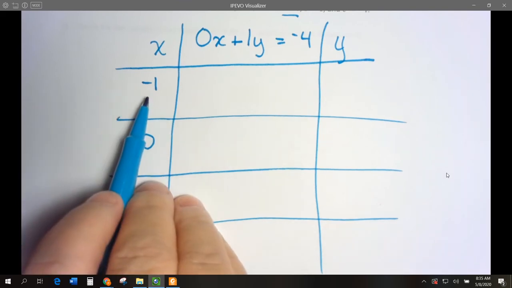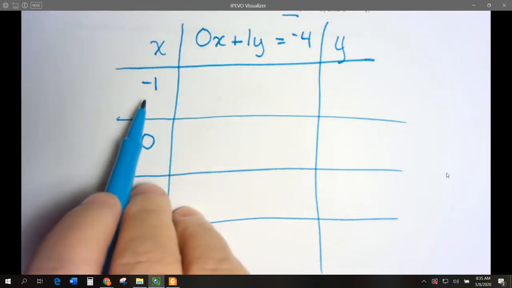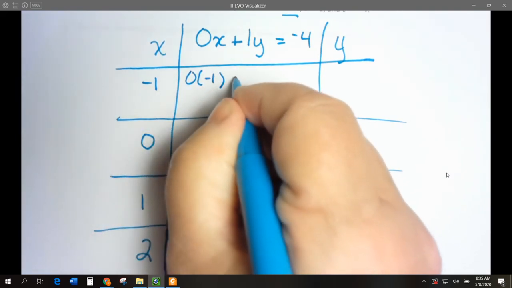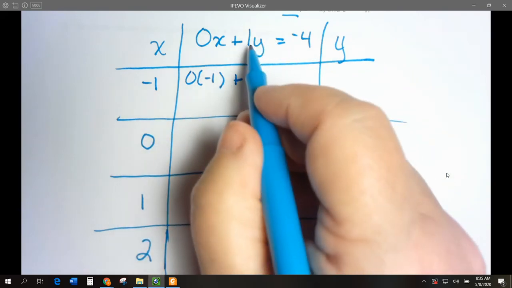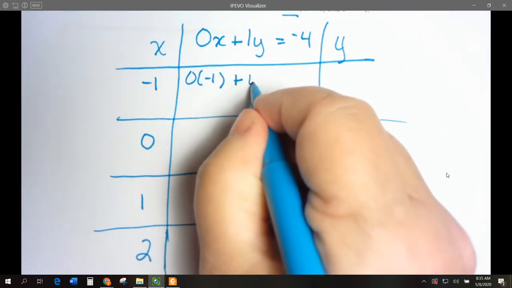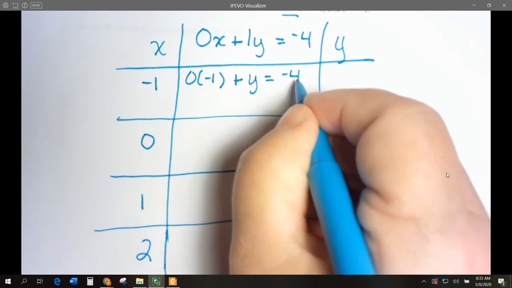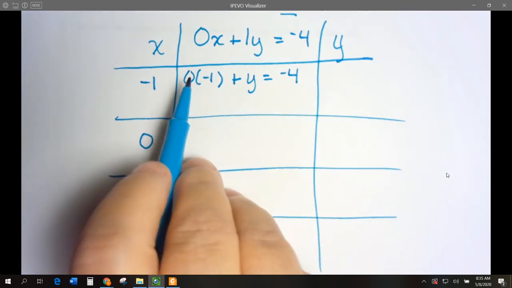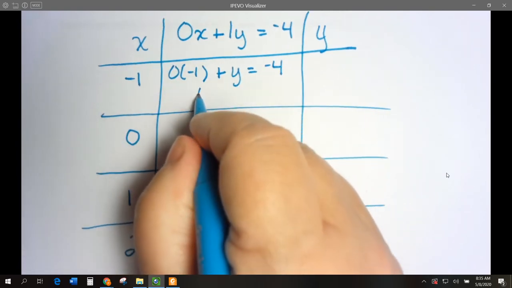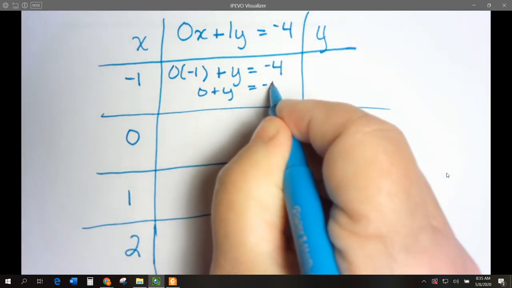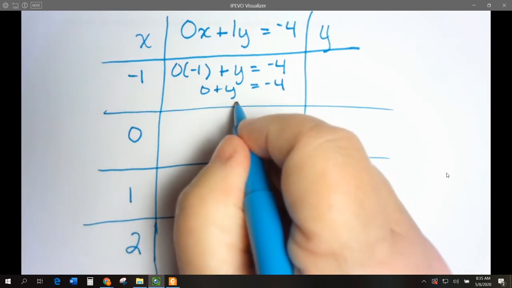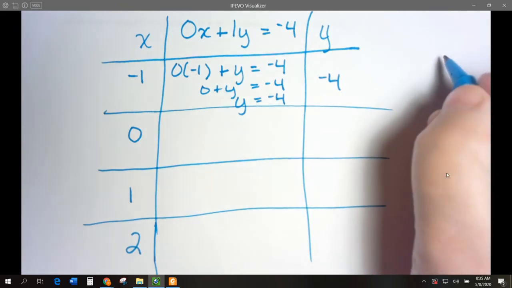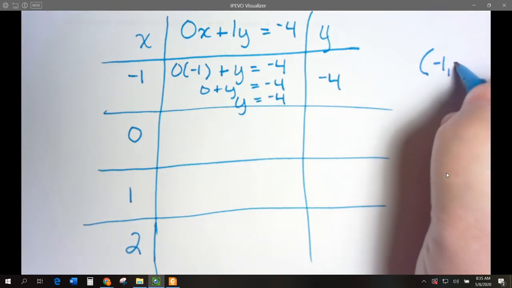So let's start with substituting -1 in for x. So we have 0 times -1 plus 1y. Can we make that 1 invisible and just say y? Equals -4. 0 times -1 is 0. So we have 0 plus y equals -4. And 0 plus y is just y. So we have y equals -4. So our coordinate points would be -1, -4.